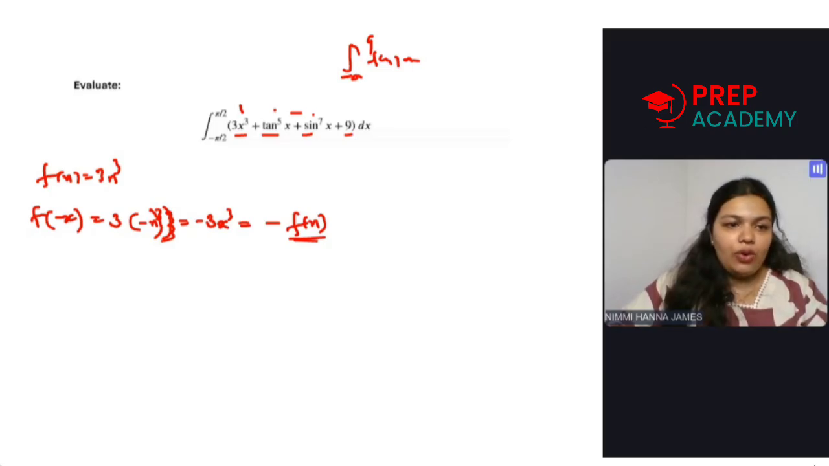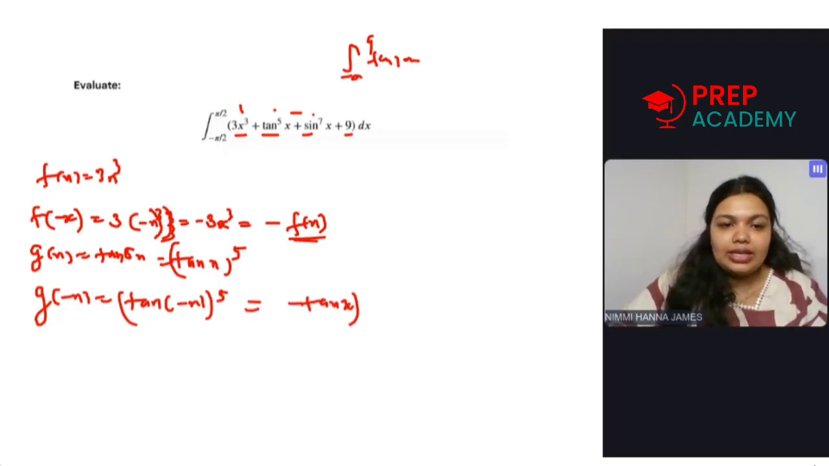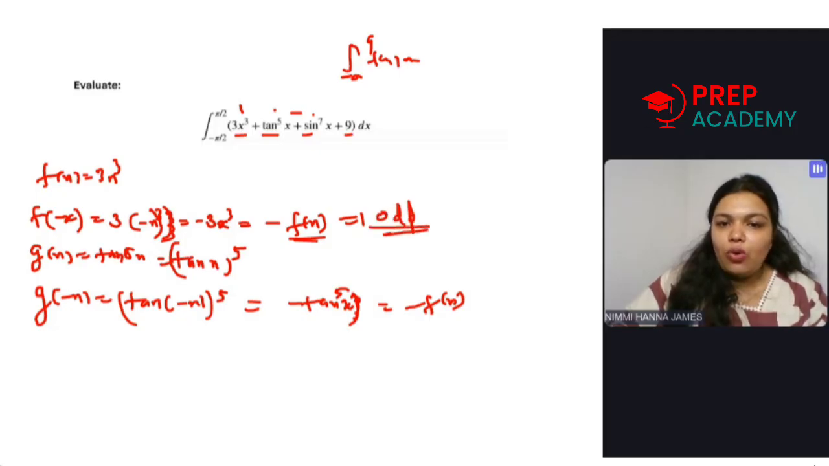x. Now the second one, g of x is equal to tan raised to 5x. Tan raised to 5x can be written as tan x raised to 5, correct? So g of minus x is equal to tan of minus x raised to 5, which is equal to minus tan x raised to 5, which is minus g of x. So here the first one was an odd function, the second one was also an odd function.